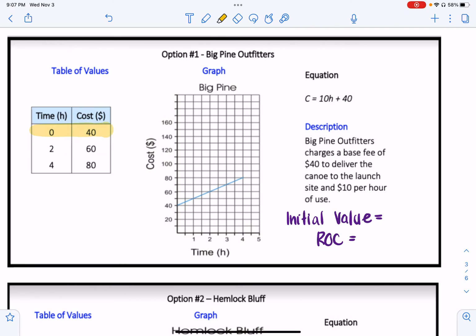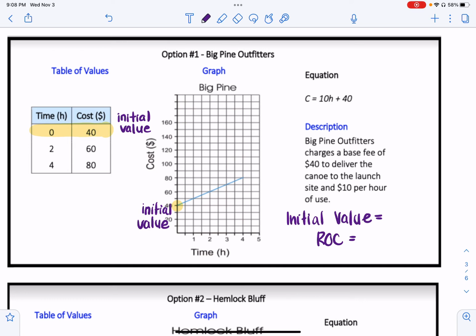It's been 0 hours, we just got this canoe, and we owe $40. So here's our initial value. We can also find it here on the graph. We haven't rented the canoe for even an hour. We've just showed up and we owe $40. So there's our initial value as well.